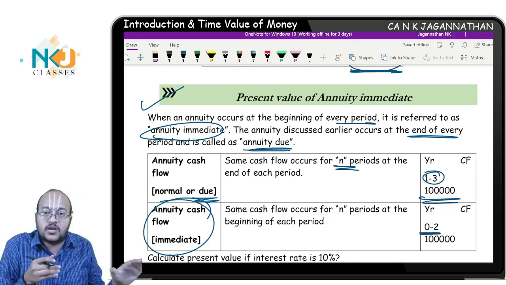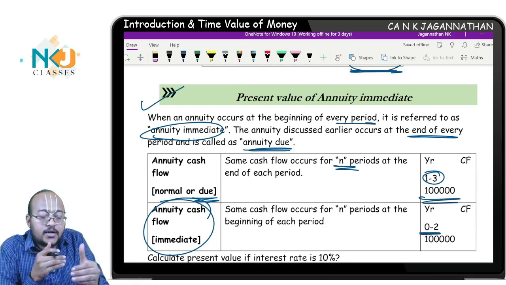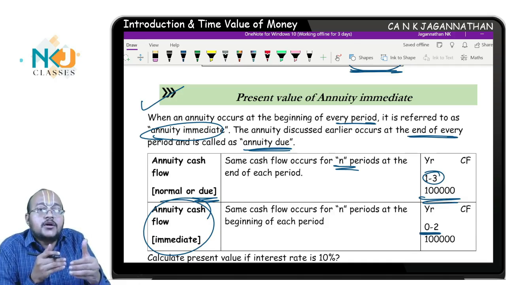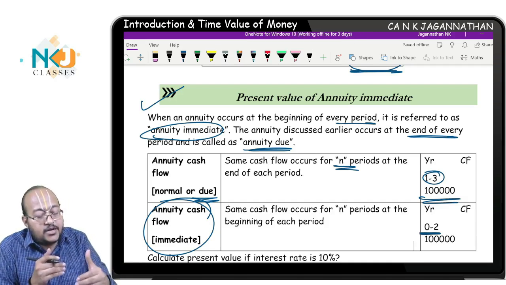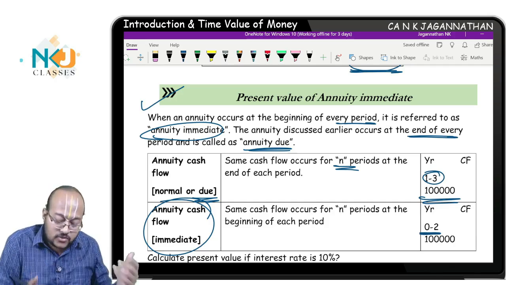Okay, 1 installment is over. Next there are 2 installments. What you will receive at the end of year 1 is as good as receiving it at the beginning of year 2, correct? And the end of year 2 is the same as the beginning of year 3. Understood? This is called annuity immediate.